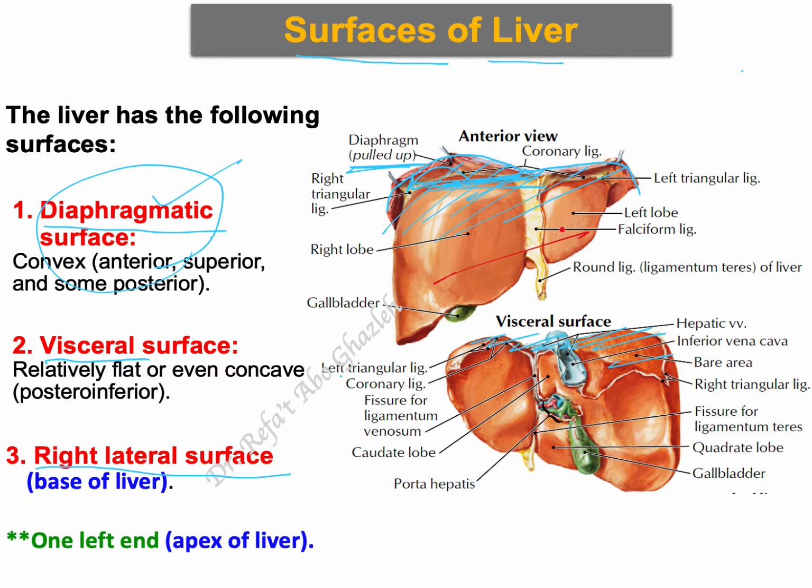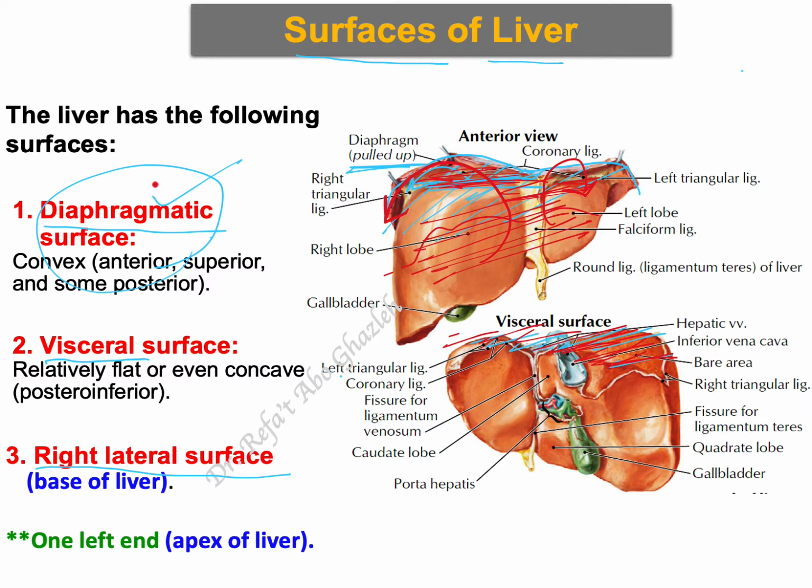That means the anterior part of the liver, the superior part of the liver that's under the diaphragm, and the posterior part of the liver, like 1, 2, 3, and so forth, right? Say maybe until the space. So this is the diaphragmatic surface: the anterior, superior, and posterior area, which is a convex area.